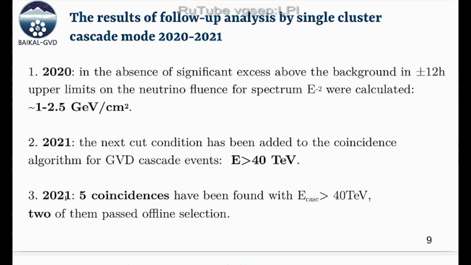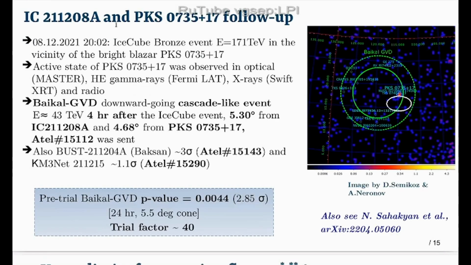For the 2021 year, we found 5 coincidences with cascade energy of more than 40 TeV. 2 of them passed our offline selection. I would like to stop for a bit on this event. This event was on the 8th of December.